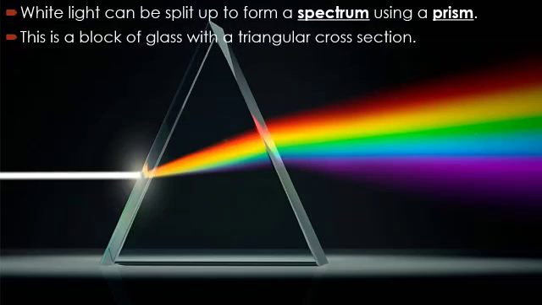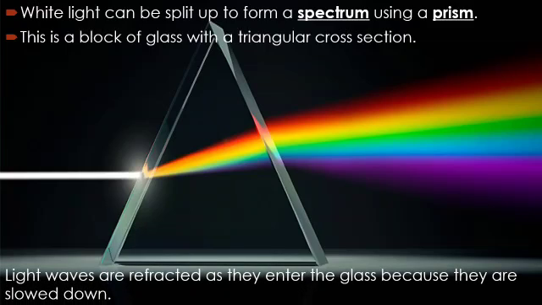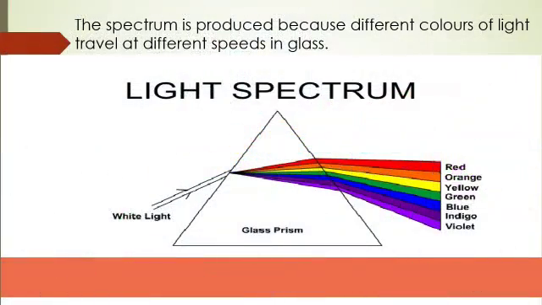White light can be split up to form a spectrum using a prism. This is a block of glass with a triangular cross-section. Light waves are refracted as they enter the glass because they are slowed down. The spectrum is produced because different colors of light travel at different speeds in glass.